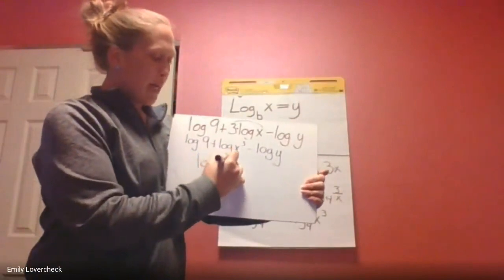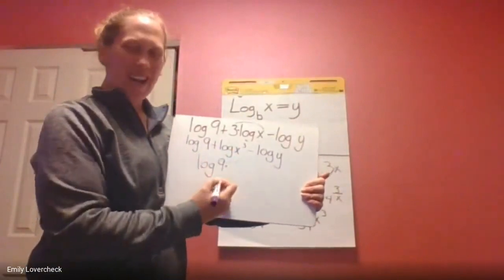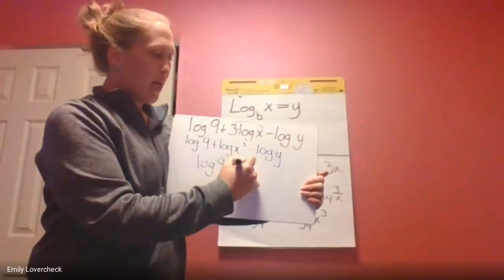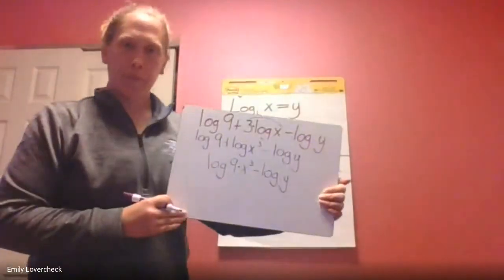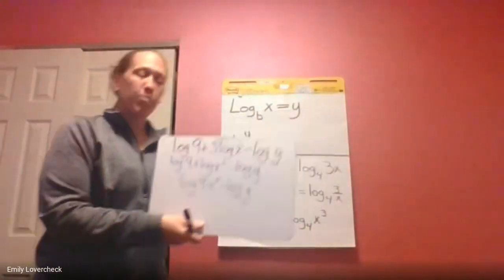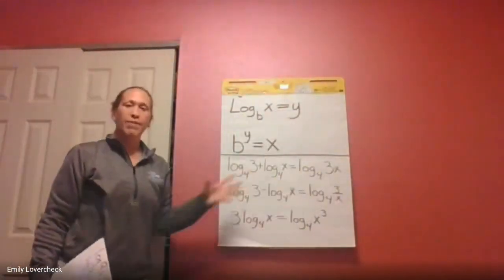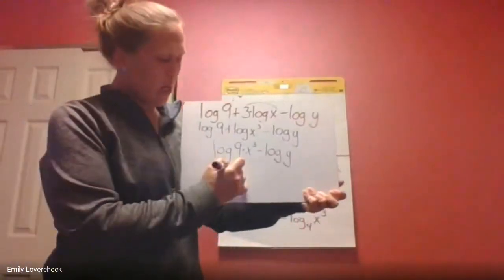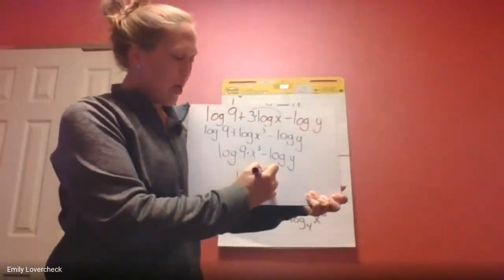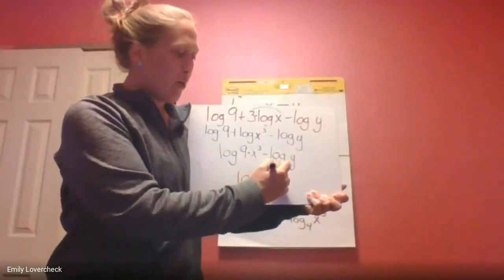And then I have a subtraction here, and we know subtraction means division. We're bringing them back together. So my final answer here would be log of 9x cubed over y. So log of 9x cubed over y, and that would be my final answer. And that would be condensing.